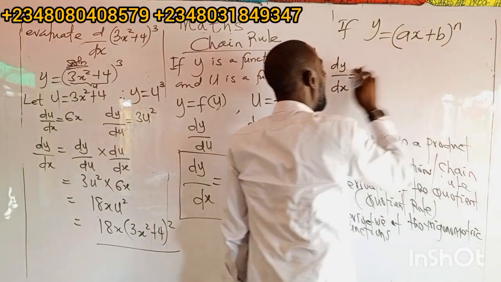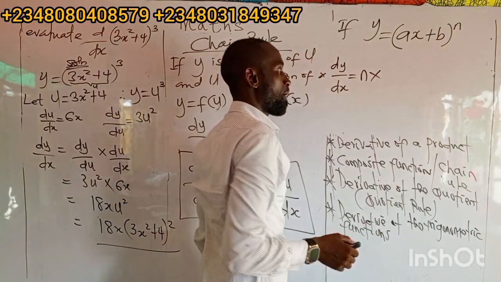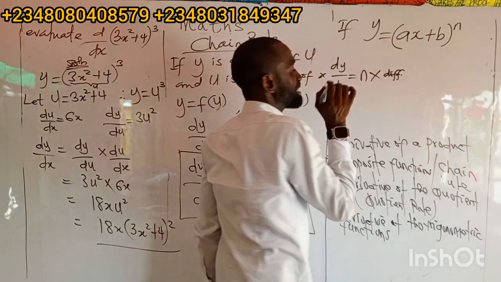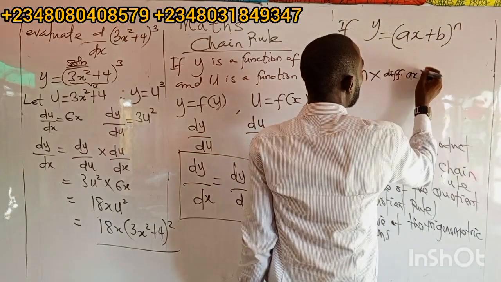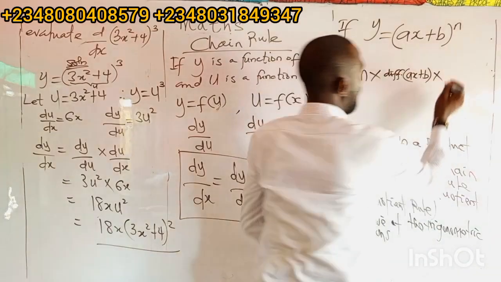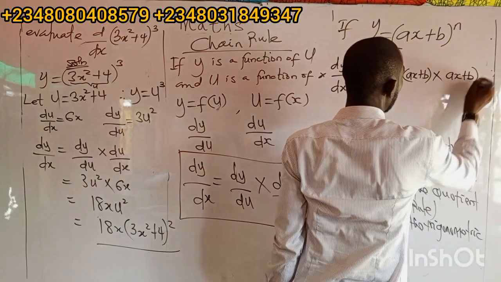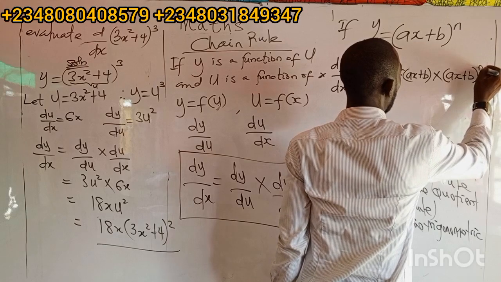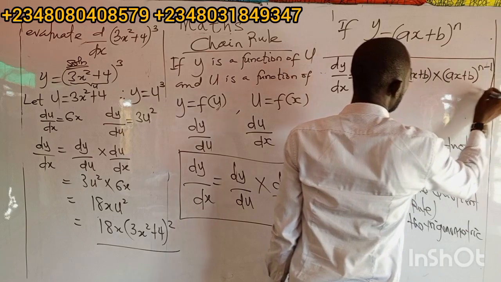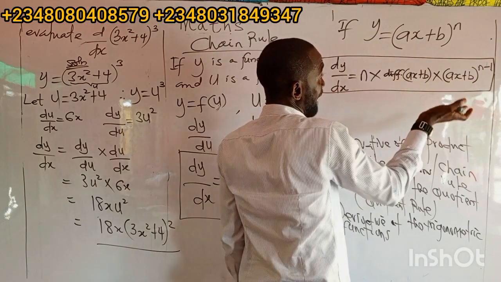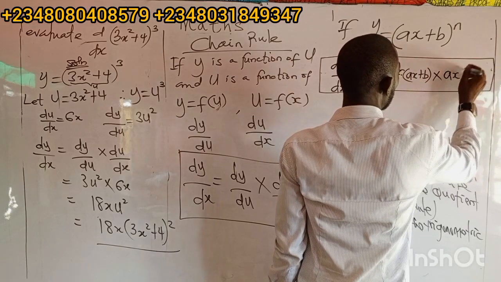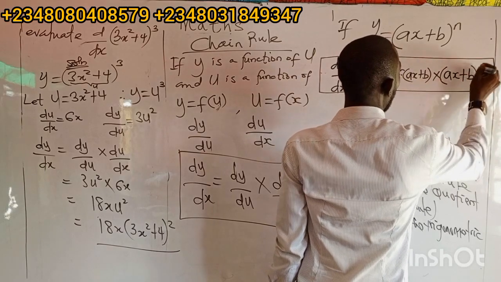I will bring this power down, n times. I will differentiate what I have inside here, differentiate ax plus b, times. I will write ax plus b back. I will now subtract 1 from the power. This is the formula: n times a times (ax plus b) raised to power n minus 1.